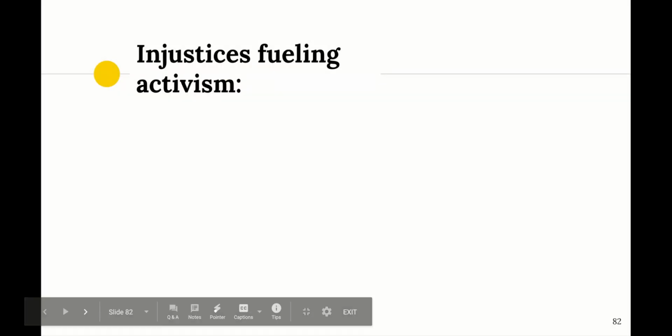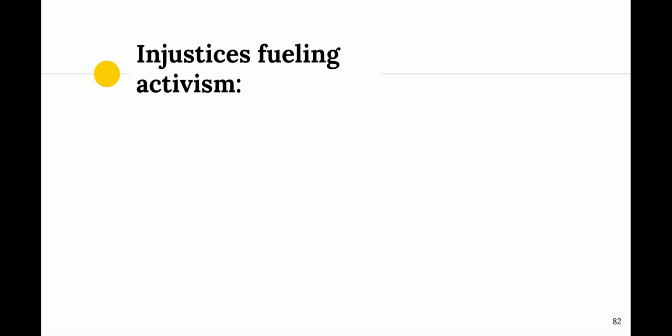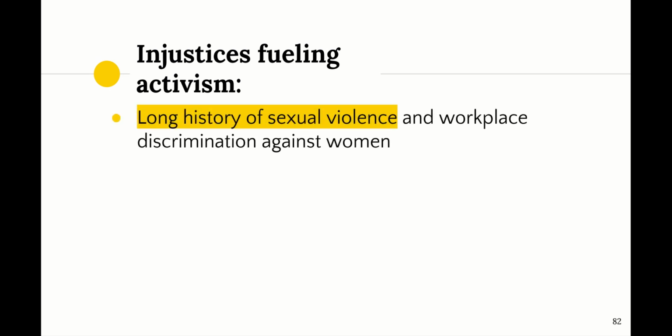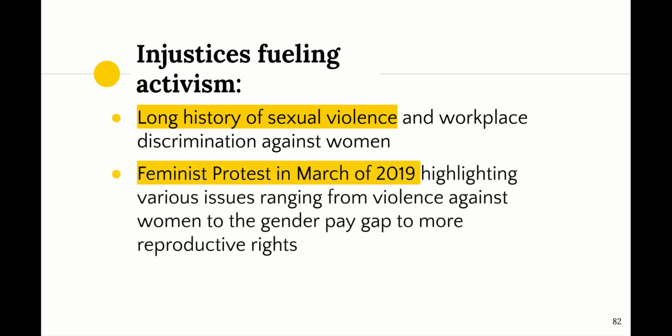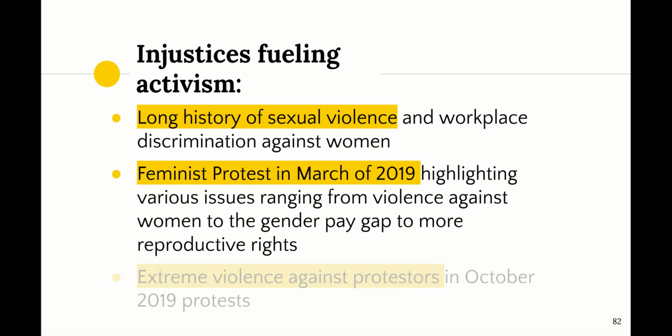So as a recap, let's look at the issues that fueled activism. Number 1, there is a long history of sexual violence and workplace discrimination against women. Some of that violence happened under Pinochet, the dictator, and some of it happened long before. There was a feminist protest in March of 2019 that highlighted various issues from violence against women to the gender pay gap to reproductive rights.